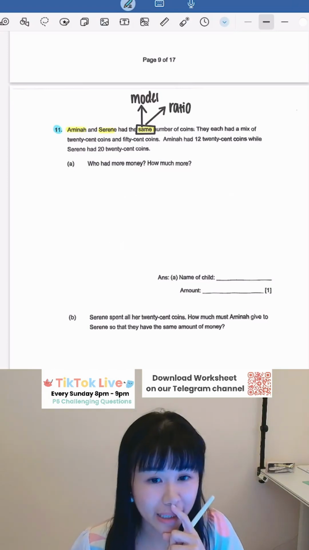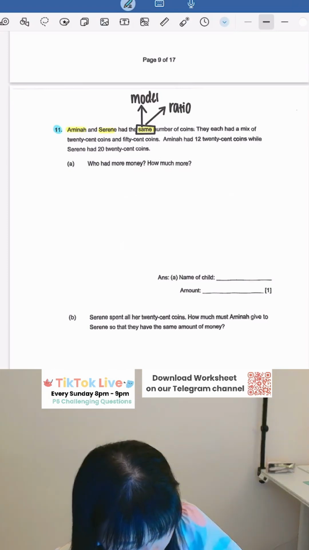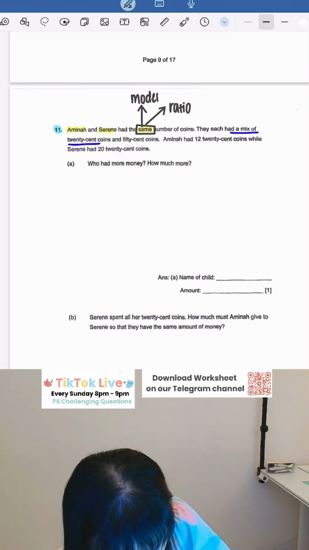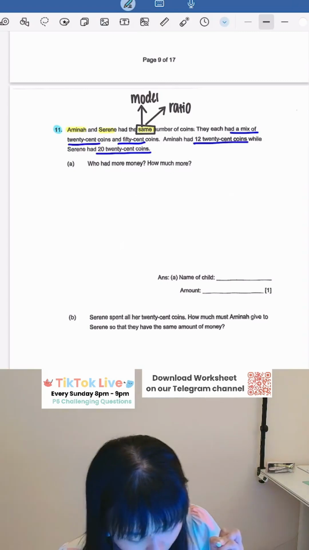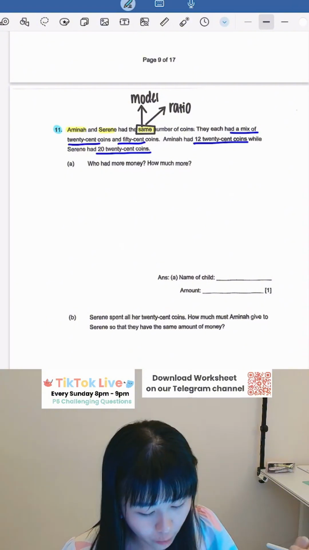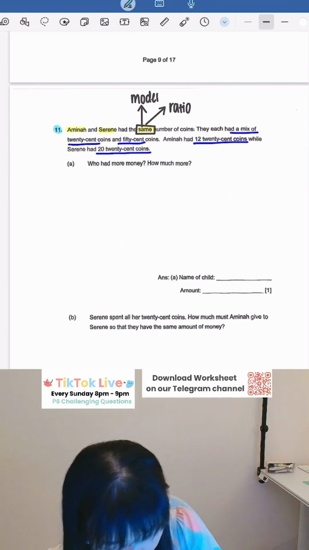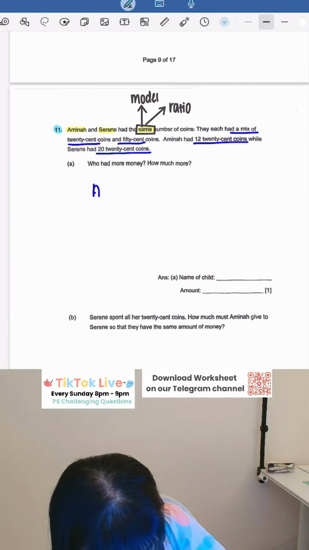Yeah, exactly. Okay, for this one, which one is better? They each have a mix of 20-cent and 50-cent coins. Amina had 12 20-cent coins while Serene had 20 20-cent coins. So model, a lot of you tell me model. Yes, so Amina and Serene, right?